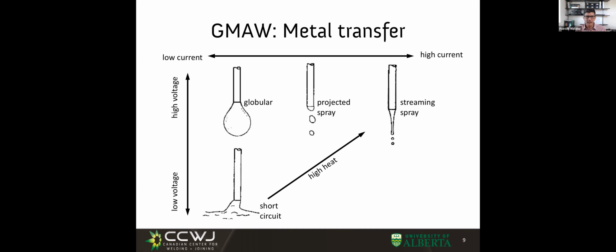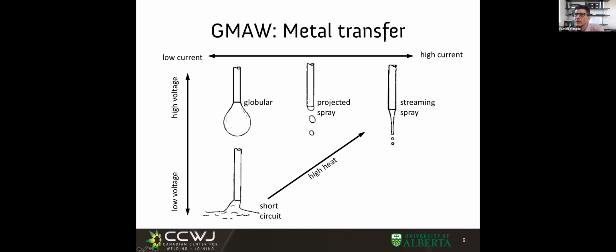So the short circuit happens because if we have lower and lower voltage, it means a shorter and shorter arc, until there is a voltage at which the arc is 0. We're going to see how I don't need 0 volts to have a 0 arc.